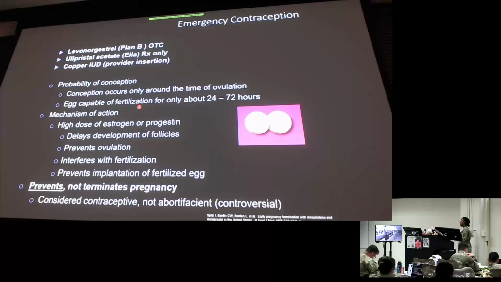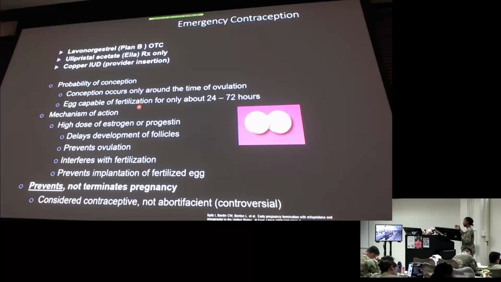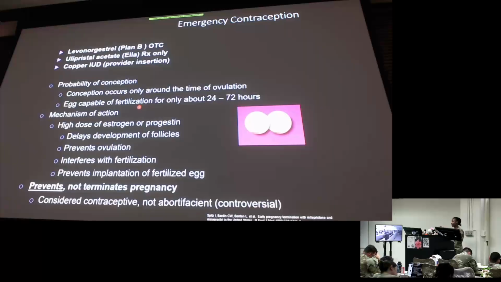So the mechanism of action here is that you're getting a very high level of estrogen or progestin, depending on which medication they take. And that is going to try to delay the development of the follicle so that the egg doesn't become released, and therefore you can prevent ovulation. If I don't ovulate, there's no egg release, and therefore the sperm can't join the egg to do anything.